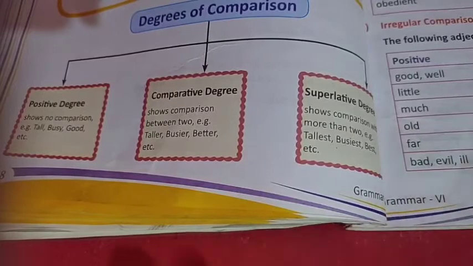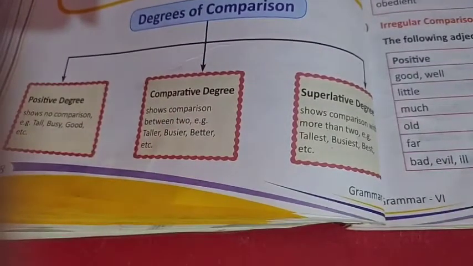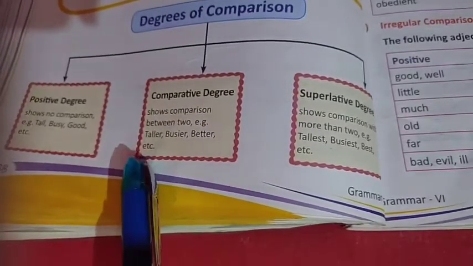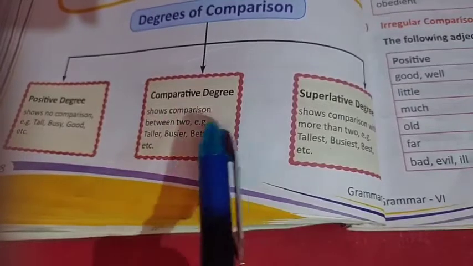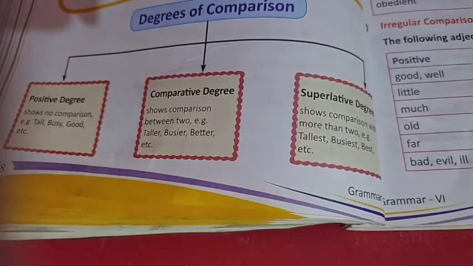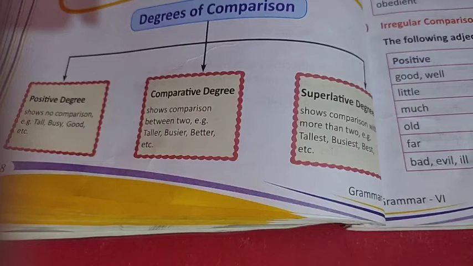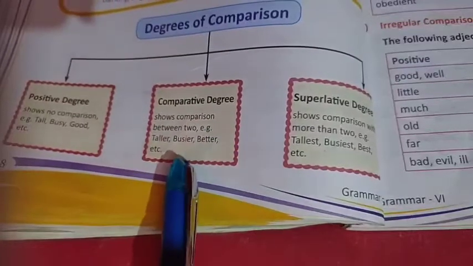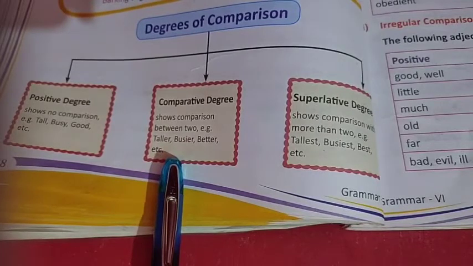Then we have comparative degree. It shows comparison when it compares two nouns. It shows comparison between two. Let's take an example. Lata is younger than Neha. Rahul is stronger than Jay. So for most adjectives which have 1 or 2 syllables, er is added to the base. So an adjective is in the comparative degree when it compares two nouns. Lata is younger than Neha.